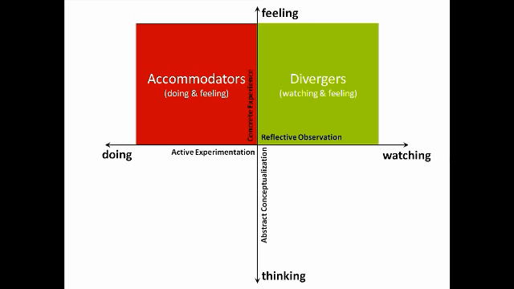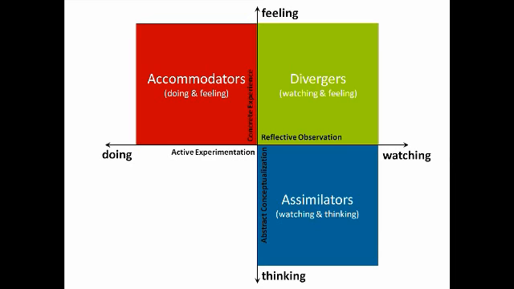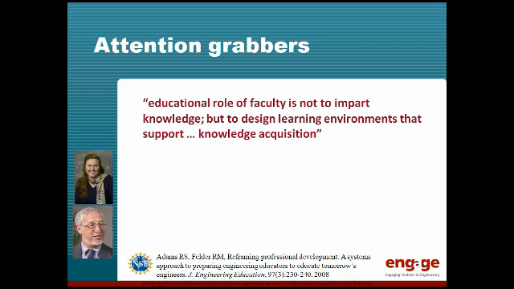And then as we move around this plot, some people learn by watching and feeling, and he called them divergers. Others learn by watching and thinking, and he called them assimilators. And then the fourth category, convergers, learn by doing and thinking. It's our job as faculty to help students learn, and this has been nicely summarized by Adams and Felder.